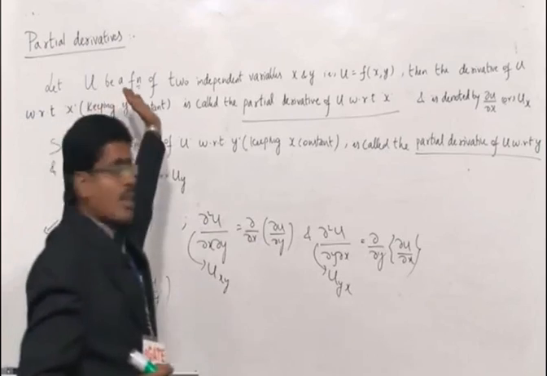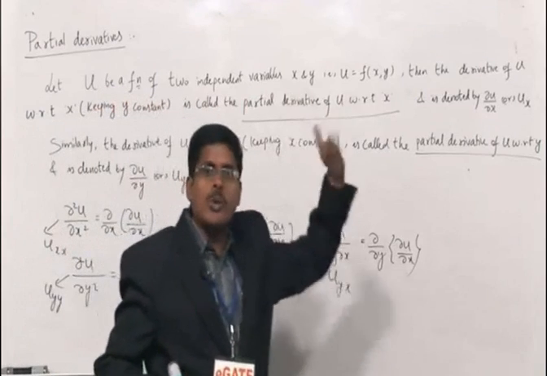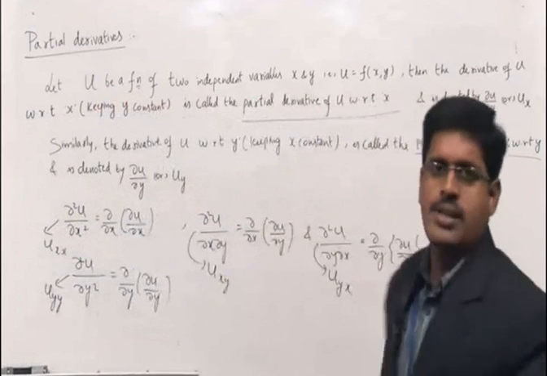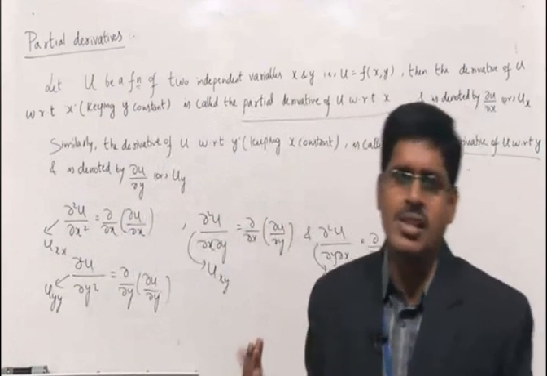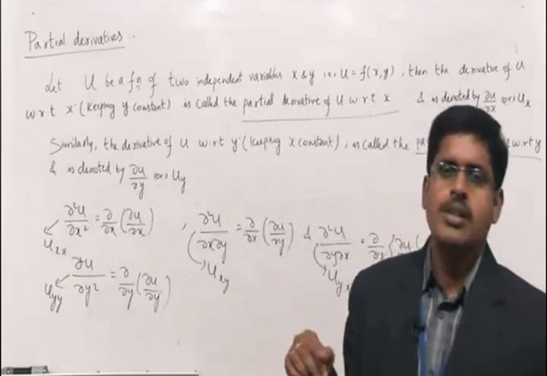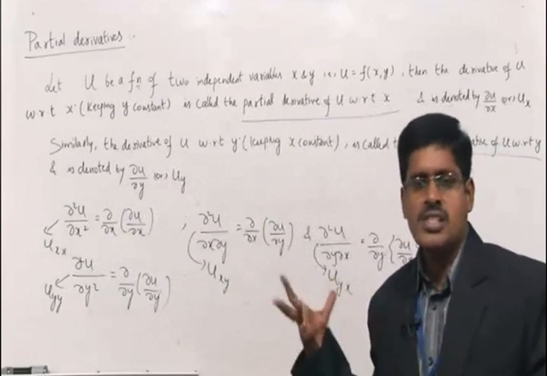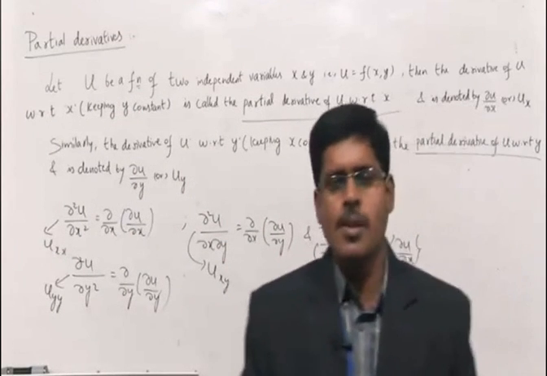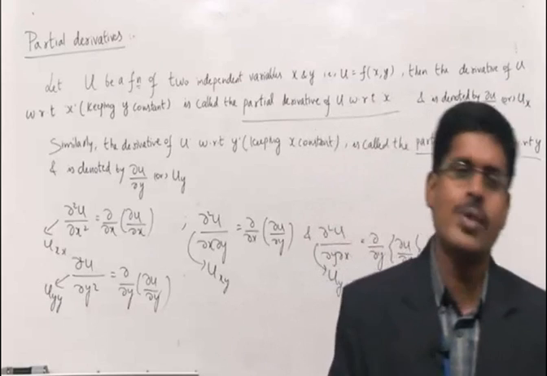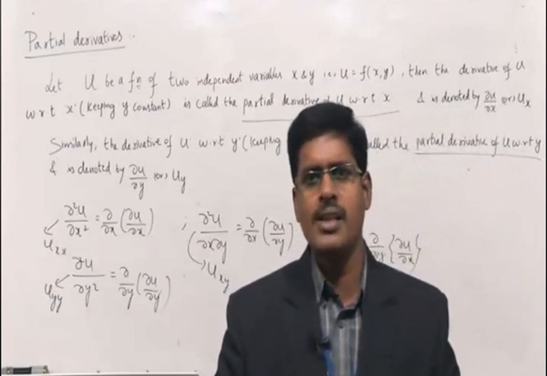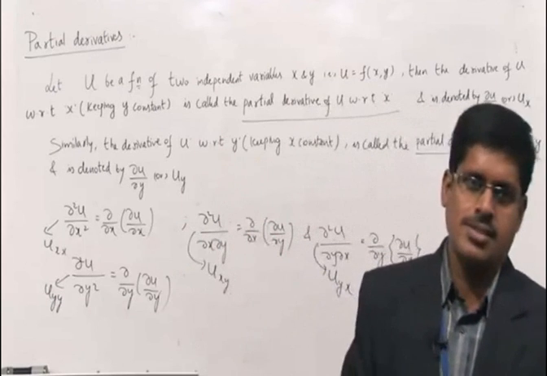Similarly, whenever u is a function of more than two independent variables, x, y, z, t, etc., the same procedure is adopted: keeping all other variables constant, differentiate with respect to the remaining variable. The partial derivative of u with respect to x is the ordinary derivative with respect to x, keeping all other variables constant.